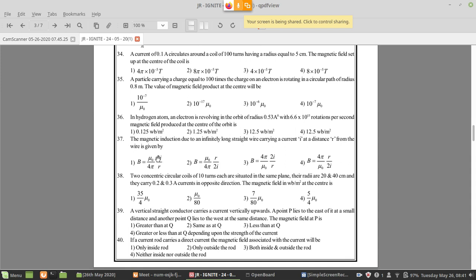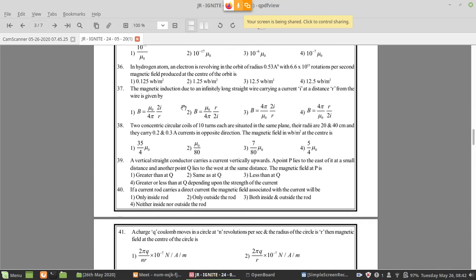Instead of 2I in the numerator and 2 pi in the denominator, they have given 2I and 4 pi. So 2 and 4 will cancel anyway, and you will get mu naught I by 2 pi R. So that is the first choice. Answer is the first choice. Just a manipulation they have done.